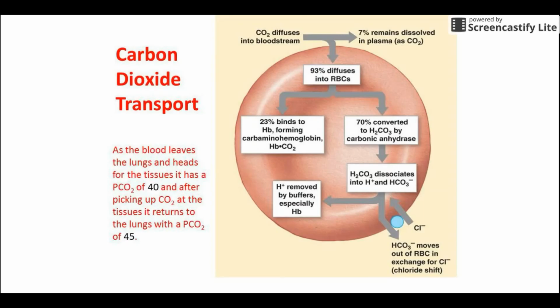All right, CO2 is really easy. CO2 is going to diffuse from the tissues into the bloodstream. About 7% dissolves in the plasma, the watery portion of the blood. 23% is going to bind to the hemoglobin. 70% gets converted into carbonic acid, and it travels around the body.